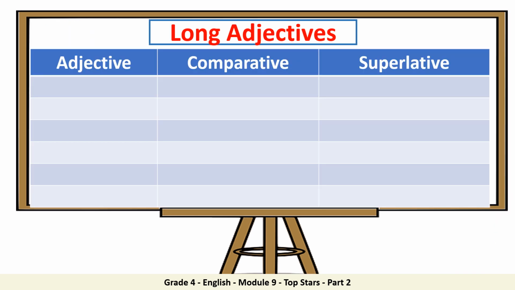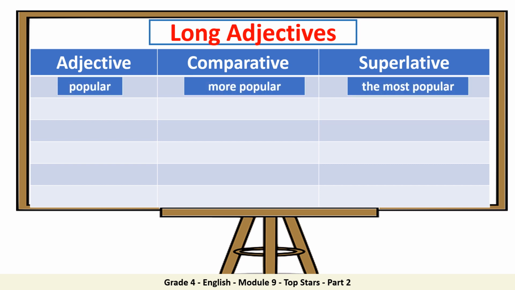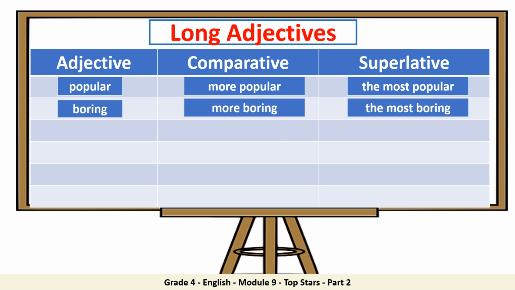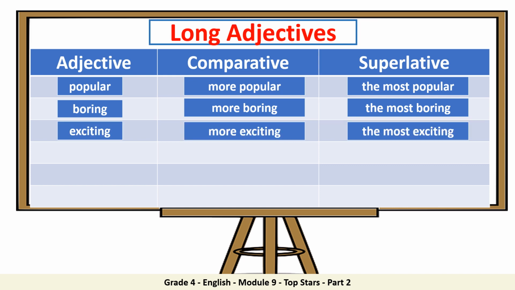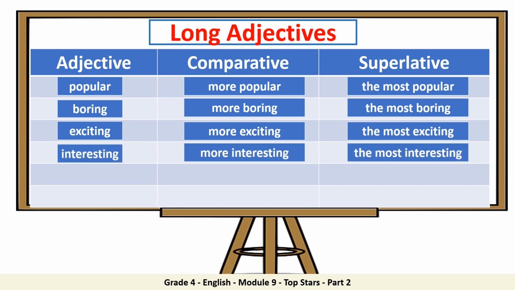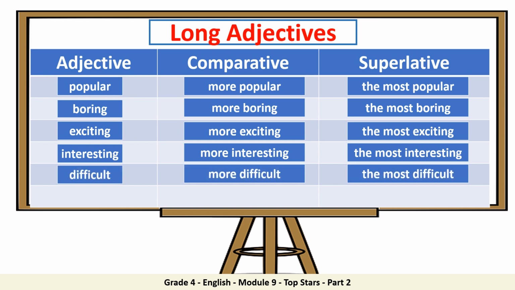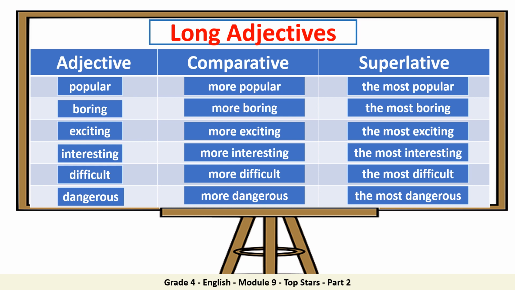Let's have some examples for the long adjectives. Popular, more popular, the most popular. Boring, more boring, the most boring. Exciting, more exciting, the most exciting. Interesting, more interesting, the most interesting. Difficult, more difficult, the most difficult. Dangerous, more dangerous, the most dangerous. Can you spot the superlative?